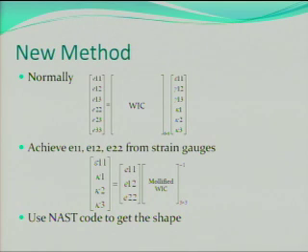We need a new method that can do real-time shape monitoring. During the discussion with Professor Cesnik, we found this method. Normally, we can get the strains from the curvatures and the axial strain by multiplying by a property matrix. But what if we have the strains from the strain gauges and multiply by the inverse of the property matrix to get the curvature and the axial strain? Then we can use those as input to the NAST code developed by Professor Cesnik and Dr. Su and get the real-time shape.